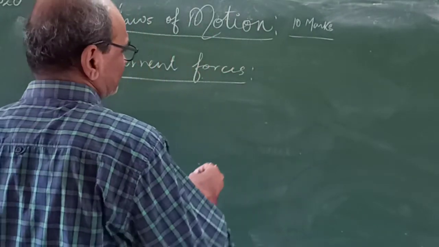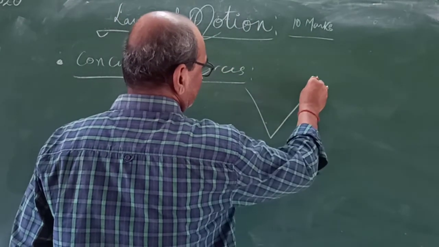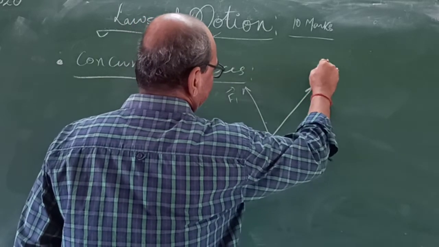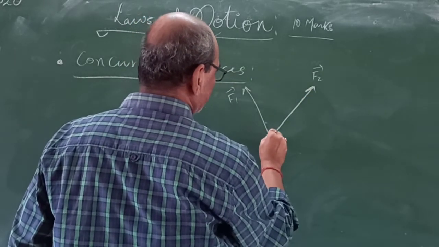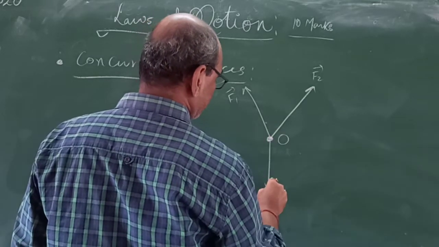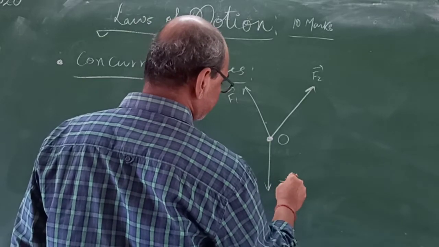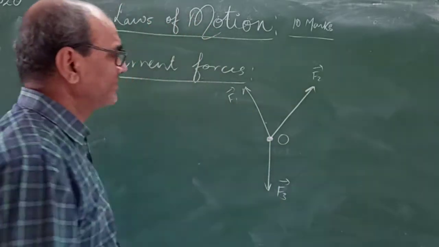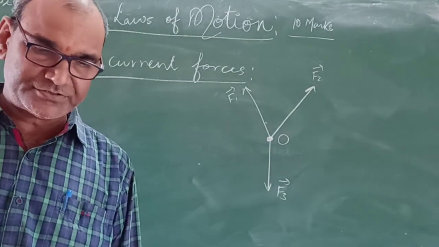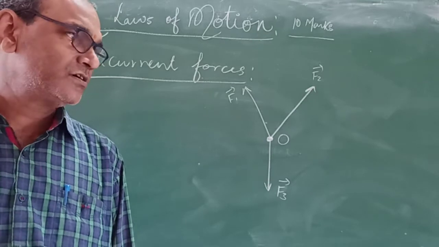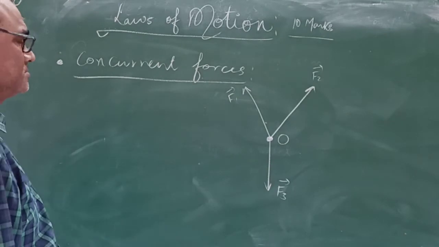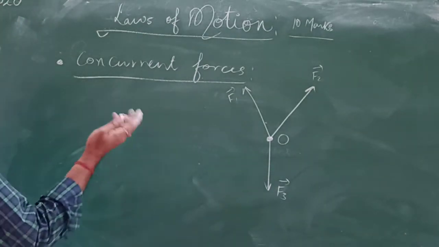Now, concurrent forces. Suppose two forces, F1 and F2, are acting at a point O, and a third force F3. These three forces are called concurrent forces because the resultant of these forces becomes 0. Now, how can the resultant be equal to 0?